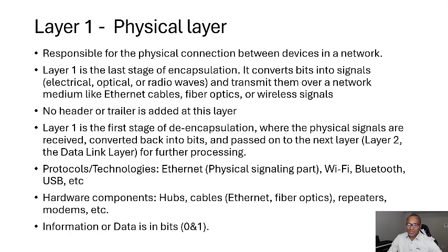The protocols or technologies that work in layer 1 are Ethernet, and you also have your Wi-Fi, your Bluetooth, your Universal Serial Bus, and so on and so forth. And you have your hubs as part of the hardware components of layer 1. You have your cables, you have your repeaters and modems. So information is in bits in layer 1, 0 and 1. And a computer works with these bits to process information.